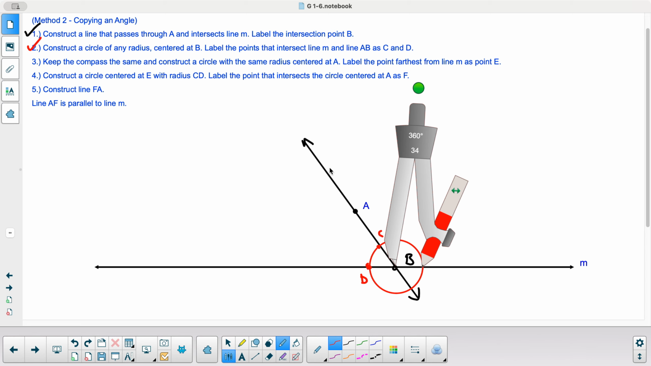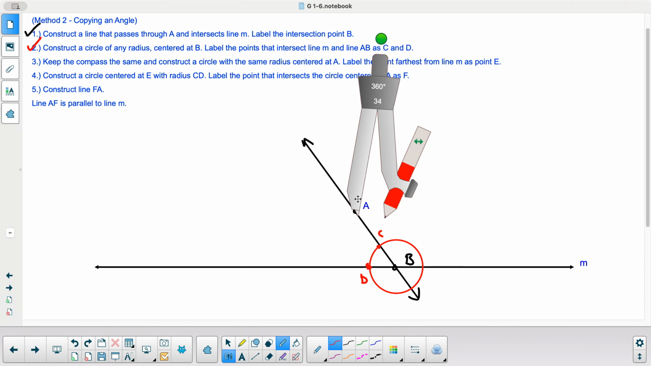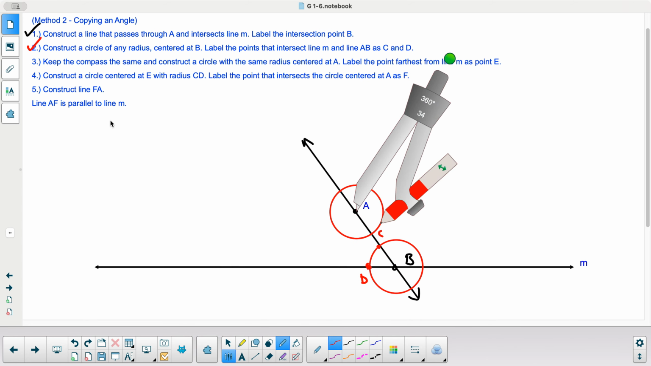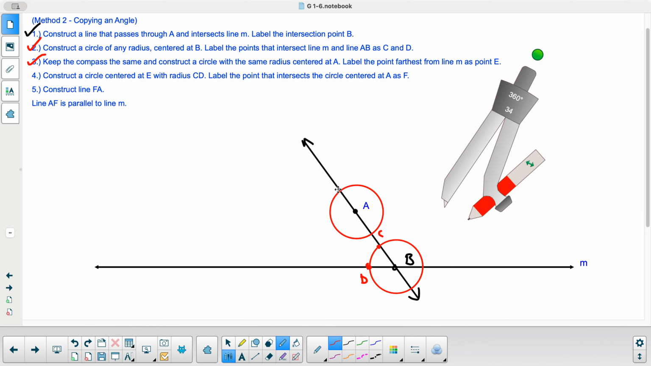All right, keep the compass the same and construct a circle with the same radius centered at A, I should say. So there's that. Label the farthest point from line M as point E. Don't worry about this point, you're not going to need it. Construct a circle centered at E with radius CD.